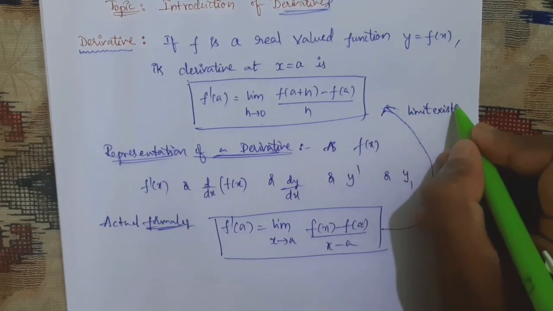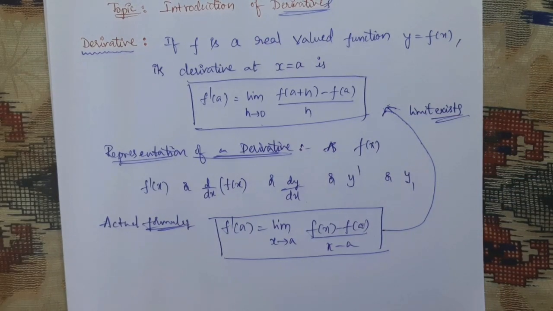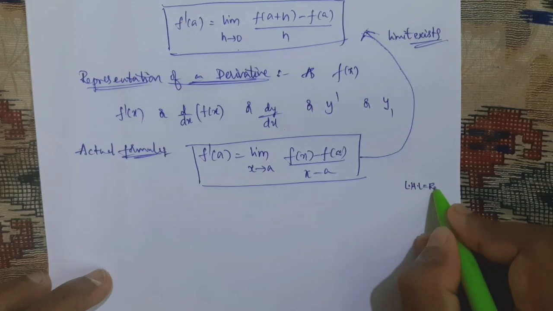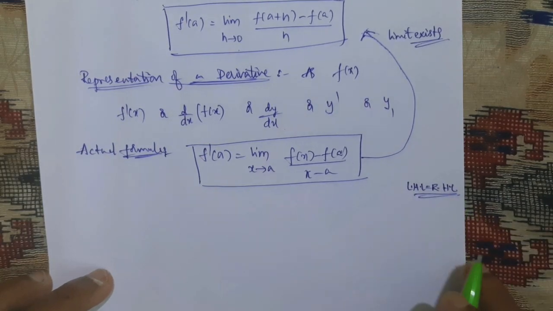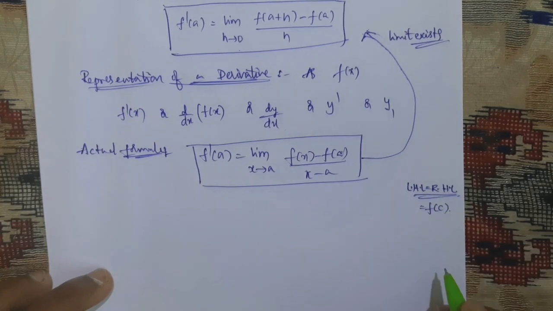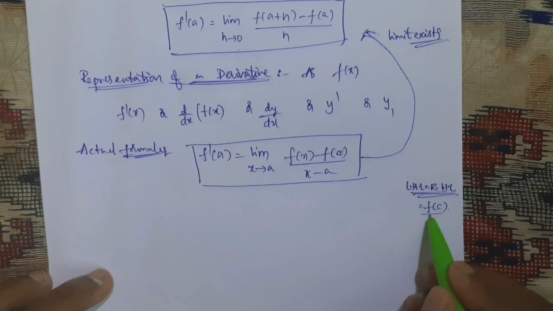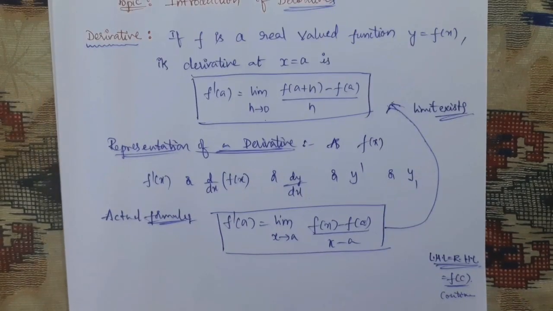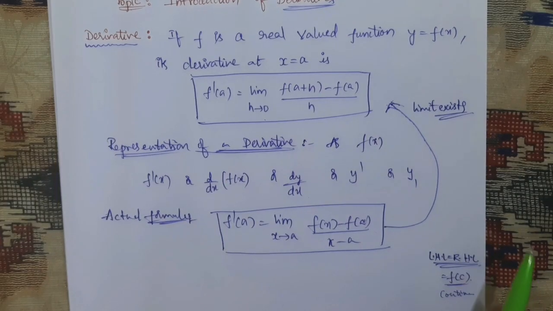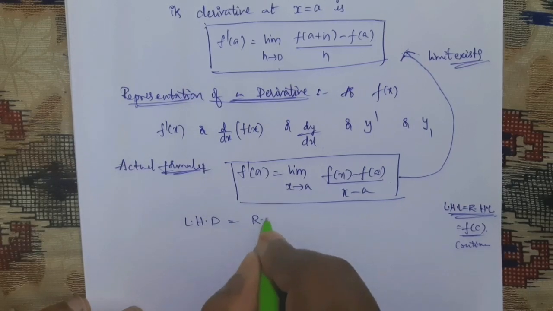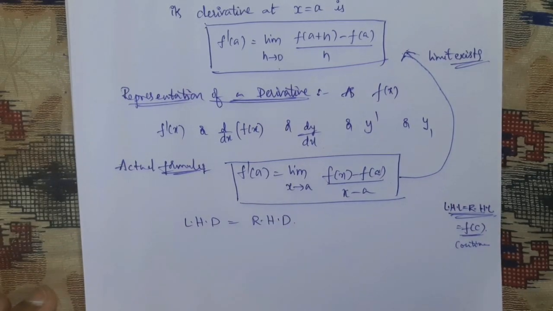In limits we have learned that the limit exists when LHL is equal to RHL. When LHL equals RHL, the limit exists. If it is equal to some f of c, then the limit exists and also the function is continuous. Similarly, the derivative exists when LHD is equal to RHD. When LHD is equal to RHD, then only the derivative exists at that point.